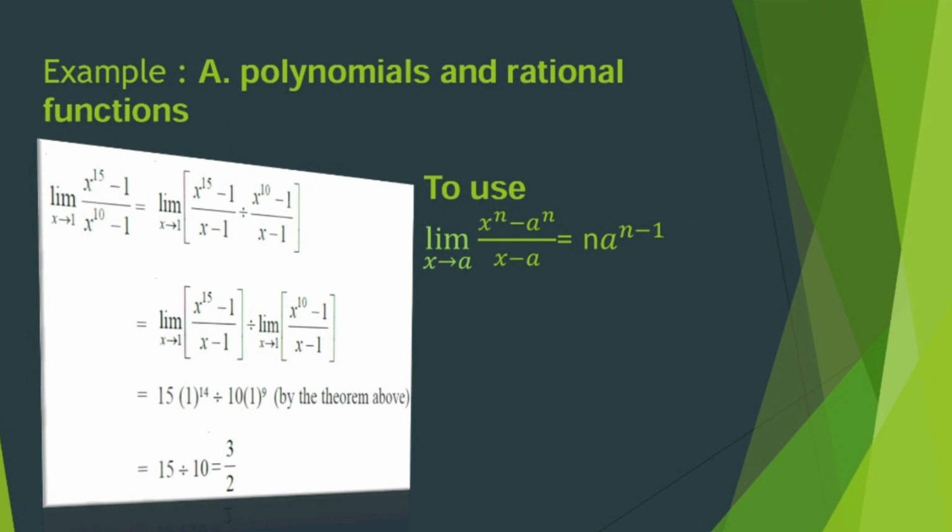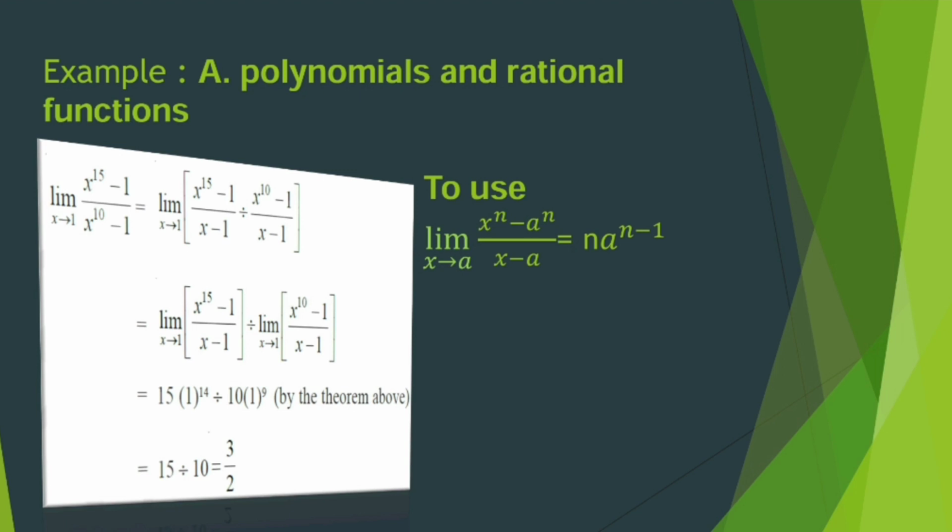Limit as x tends to 1, (x to the power 15 minus 1) divided by (x to the power 10 minus 1). In the theorem, we can see that the denominator is x minus a. So, for this example, the denominator must be x minus 1. Hence, dividing by x minus 1, we get limit as x tends to 1, (x to the power 15 minus 1) by (x minus 1) divided by (x to the power 10 minus 1) by (x minus 1). Using properties of limit, we get limit as x tends to 1, (x to the power 15 minus 1) by (x minus 1) divided by limit as x tends to 1, (x to the power 10 minus 1) by (x minus 1).